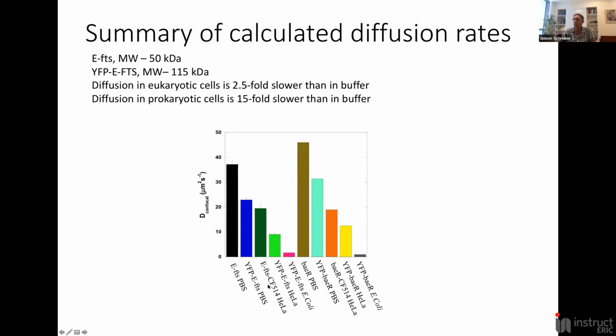If we compare this now in HeLa cells, we can see that in HeLa cells we get about 2.5-fold slower diffusion. You can see this is a bigger protein. This is for E. coli. In E. coli, we get about 15-fold slower diffusion than we get in buffer, and about 5 times slower diffusion than in HeLa cells. The same is true for the other protein where we did the measurements. So overall, we get nice, consistent results over different media.